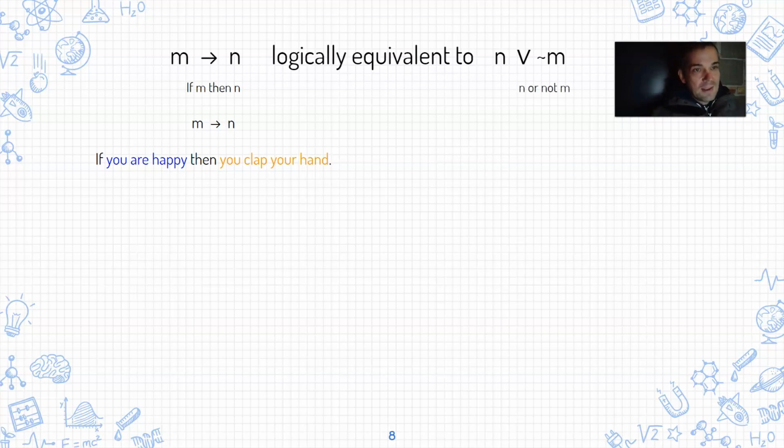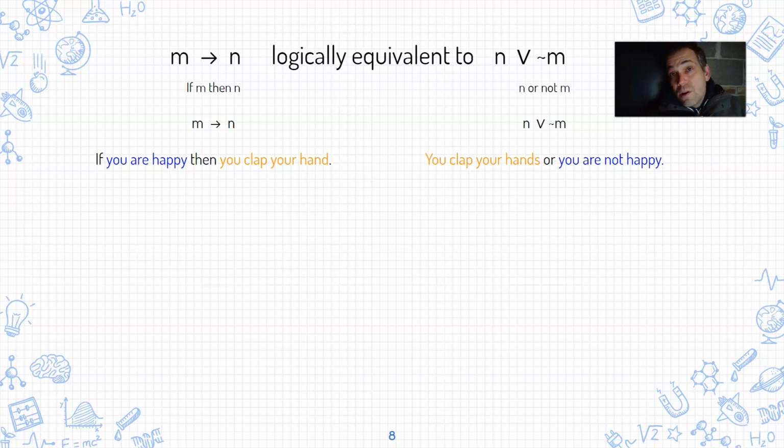That is going to be the same thing as saying N or not M, where in this case, M is the condition and N is what happens. So if being happy forces us to clap our hands, then N or not M is equally true. Either I clap my hands or I'm not happy, right? If being happy forces me to clap my hands, then either I clap my hands or I wasn't happy. Because if I was happy, I would have clapped my hands. That's how we can make sense of the idea that these are in fact logically equivalent.